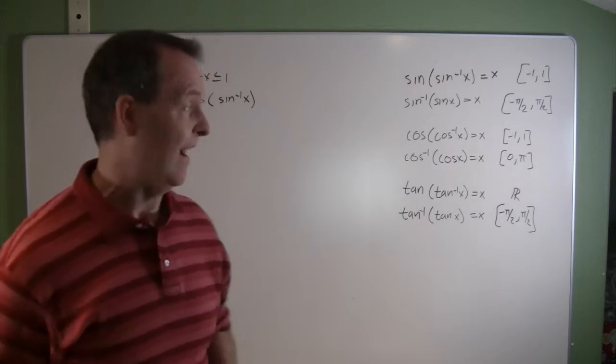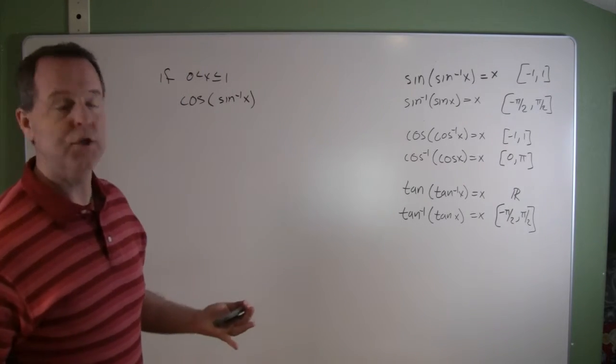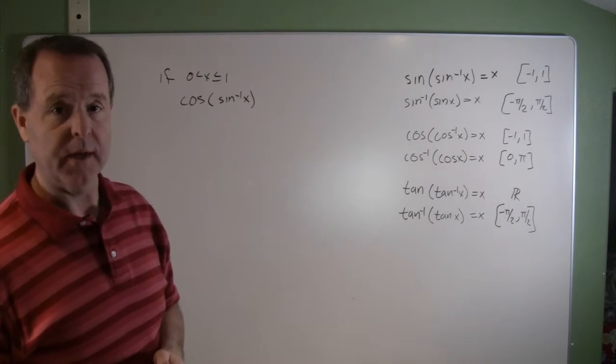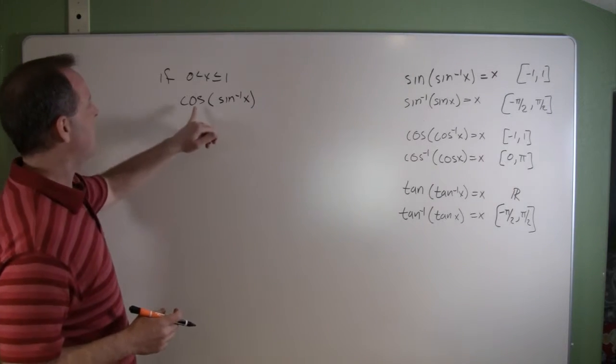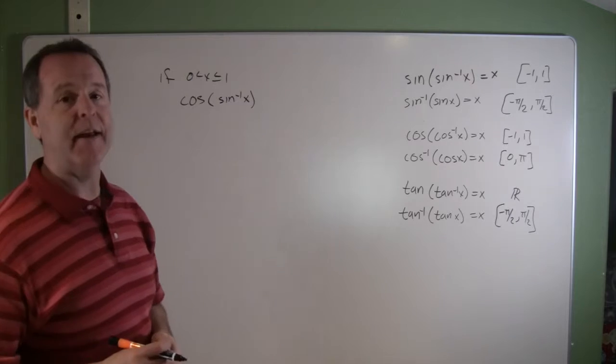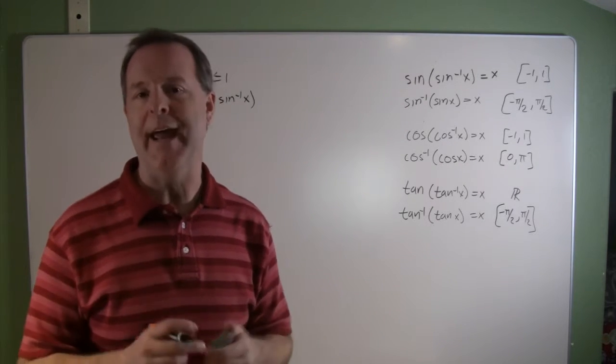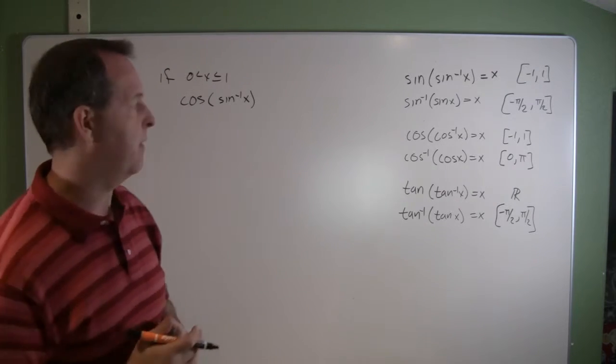Let's try this one that we have here. Let's imagine a situation where we have some x that's greater than 0 and less than or equal to 1. And I have a statement, the cosine of the inverse sine of x, and I want to write that as an algebraic statement in terms of x. So what can we do with that?